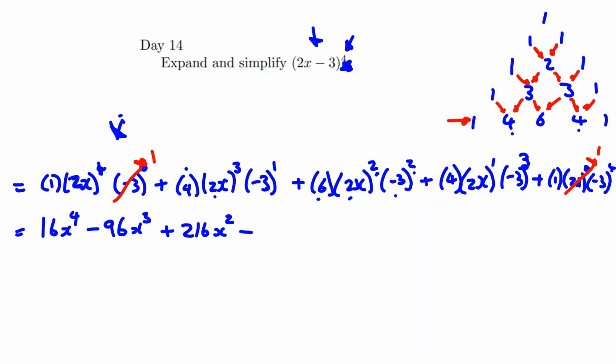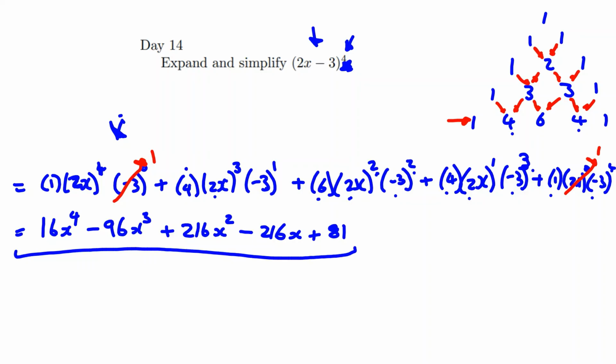We're then going to have 4 times 2 times minus 3 to the power of 3, which is going to give us minus 216. And then x to the 1, so just x. And then finally, we've got 1 times minus 3 to the power of 4. Minus 3 to the power of 4 is 81. So that is our expanded expression for this bracket to the power of 4.